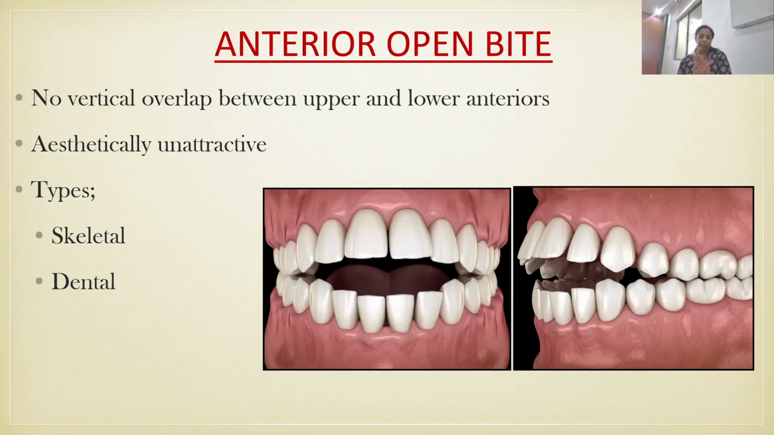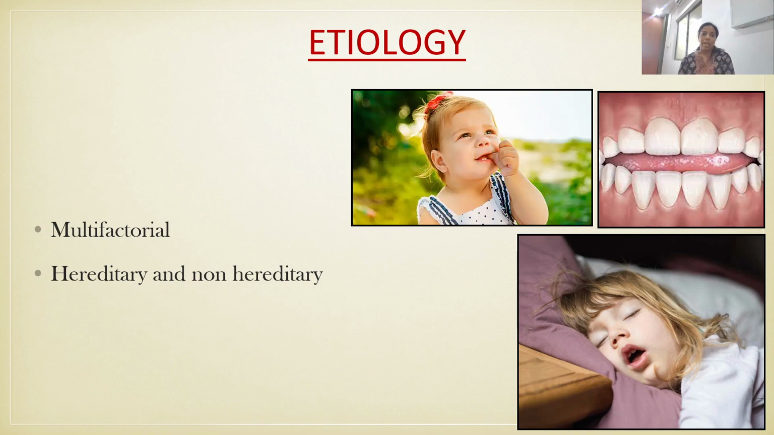In anterior open bite, there is no vertical overlap between the upper and lower anteriors, and it is aesthetically very unattractive. And anterior open bite can be either dental or skeletal. When it comes as dental, it's easier to treat, but the skeletal open bite, which is also known as apertognathia, is very difficult to treat.